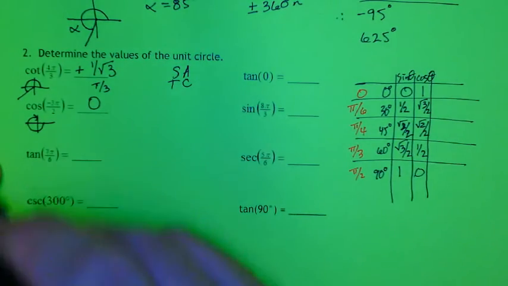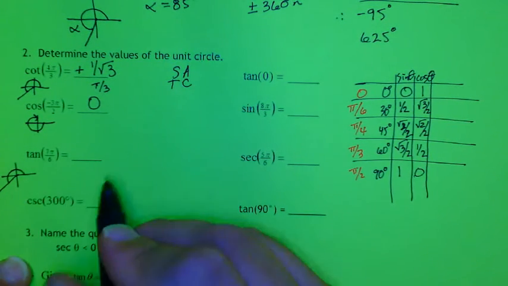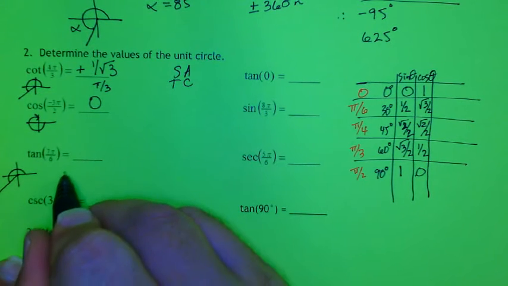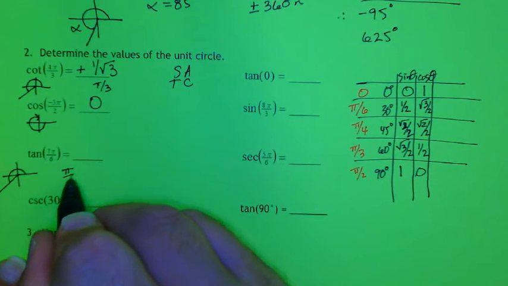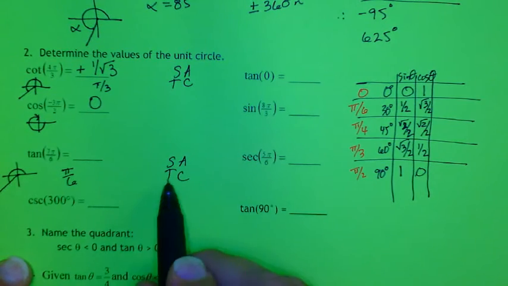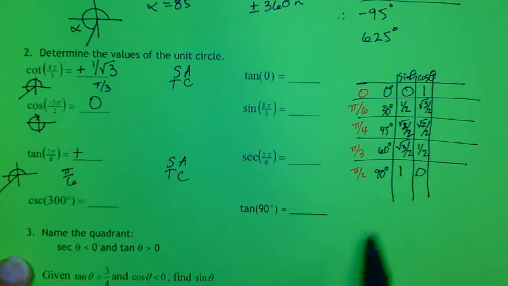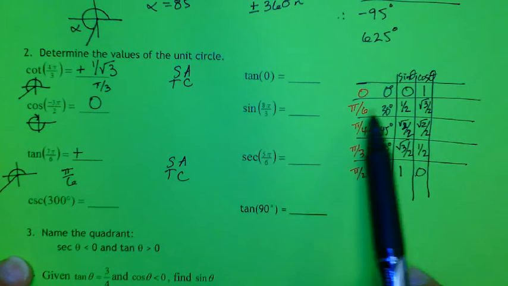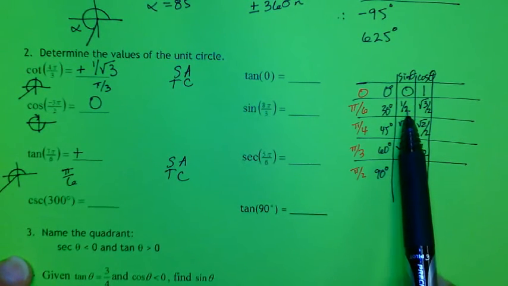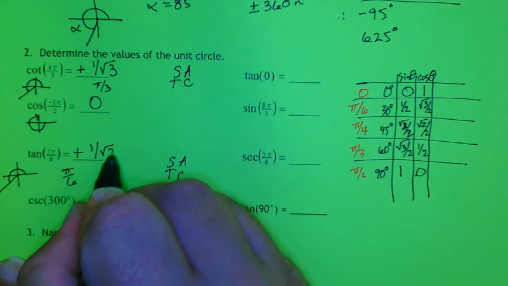Tangent of 7 pi over 6. Well, where's 7 pi over 6? Just a little bit past pi. So it is also in the third quadrant. Pi over 6 is the reference angle. All spiders taste crunchy. Third quadrant tangent is positive. So positive. Pi over 6 the reference angle. Here it is. Sine divided by cosine. That's 1 over the square root of 3.